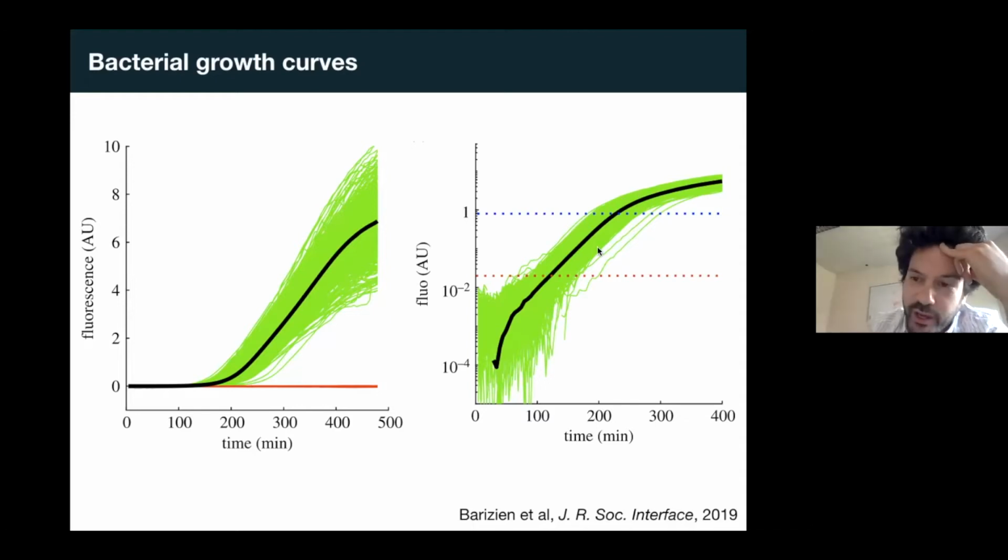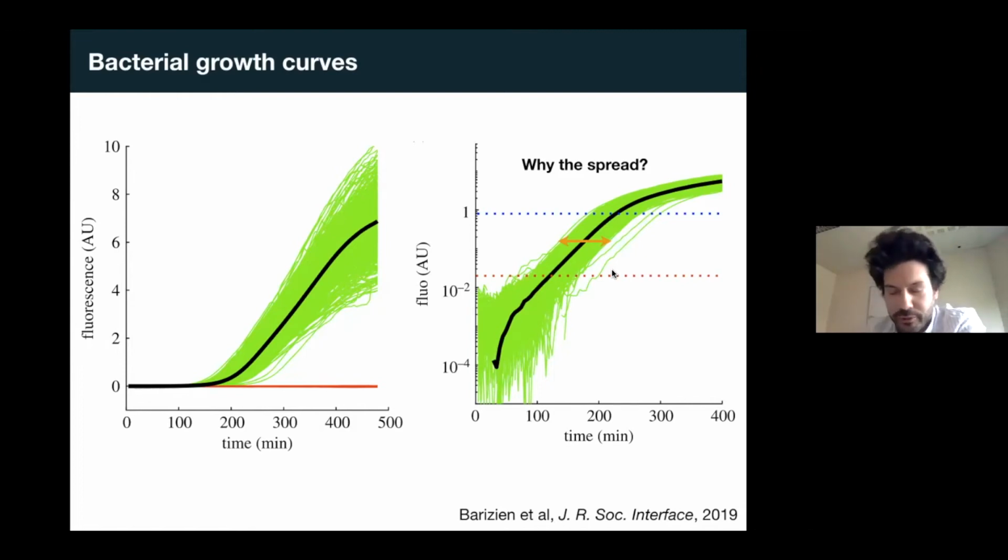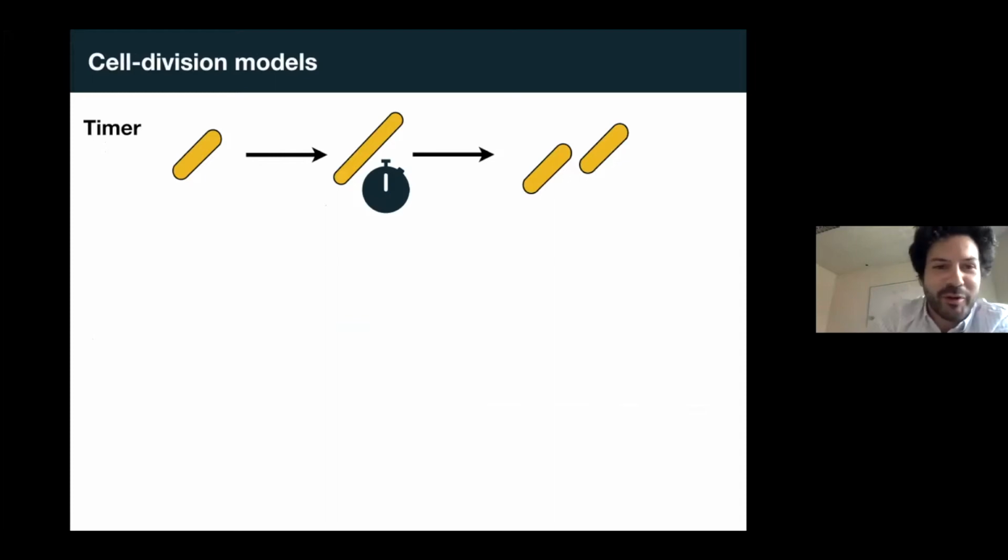And the question we asked, as I told you at the beginning, is why do we have this spread? And more precisely, can we quantify this spread and relate it to parameters of single cell division? So to do this, we need a model. And as Alex told you before, cells fragment. So we have a fragment fermentation model.